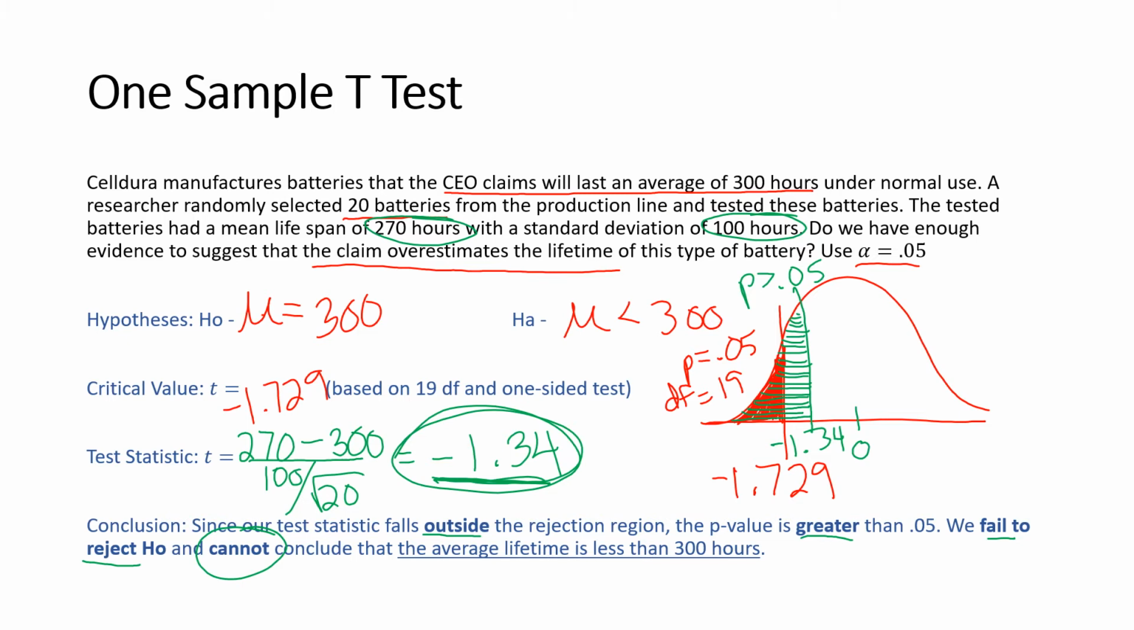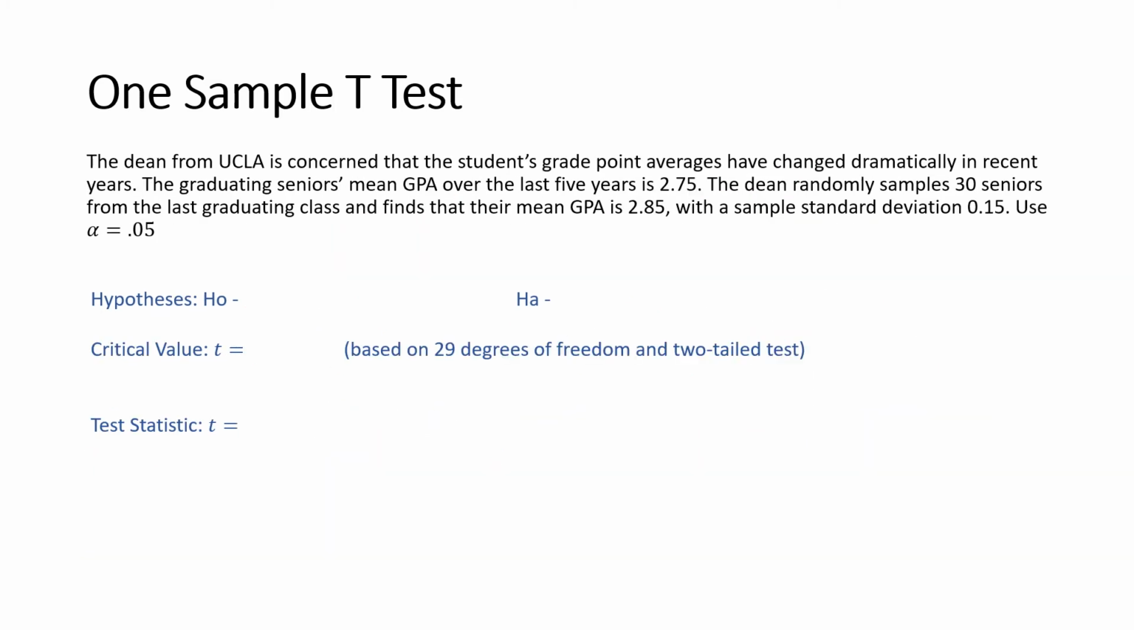All right, let's try another example. The dean from UCLA is concerned that the students' GPA have changed dramatically in recent years. The graduating seniors' mean GPA over the last 5 years is 2.75. The dean randomly samples 30 seniors from the last graduating class and finds that their mean is 2.85 with a standard deviation of 0.15. All right, so we want to test this claim.